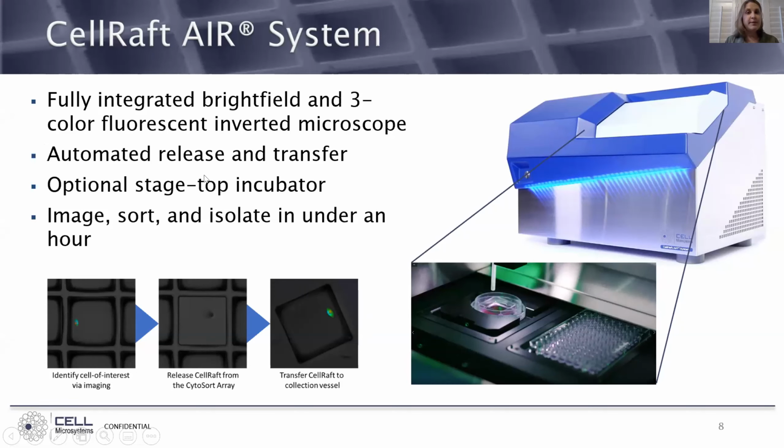The machine itself can be upfit with an optional stage top incubator. If your workflows necessitate time course imaging or you want to continue to house the array on the deck of the instrument, that's a possibility with the incubator version. And ultimately, what the workflow allows is us to image, sort, and isolate cells or colonies from the array in a little under an hour. You can see what that looks like on the deck of the instrument here. The array is positioned on the left and your collection plate is on the right.